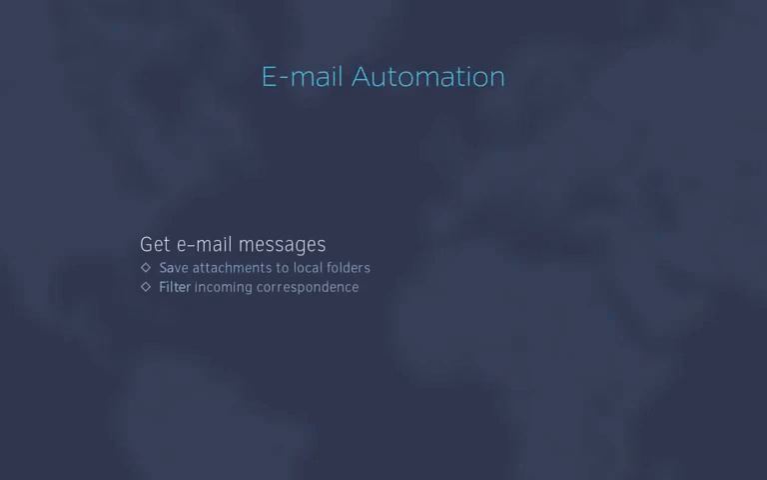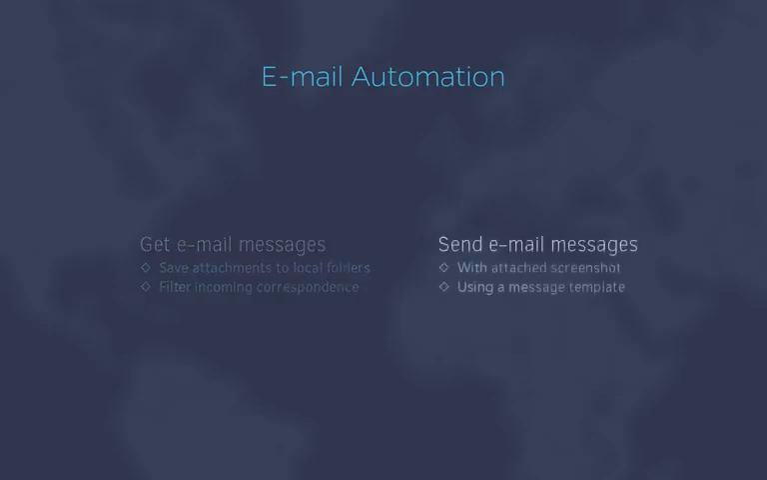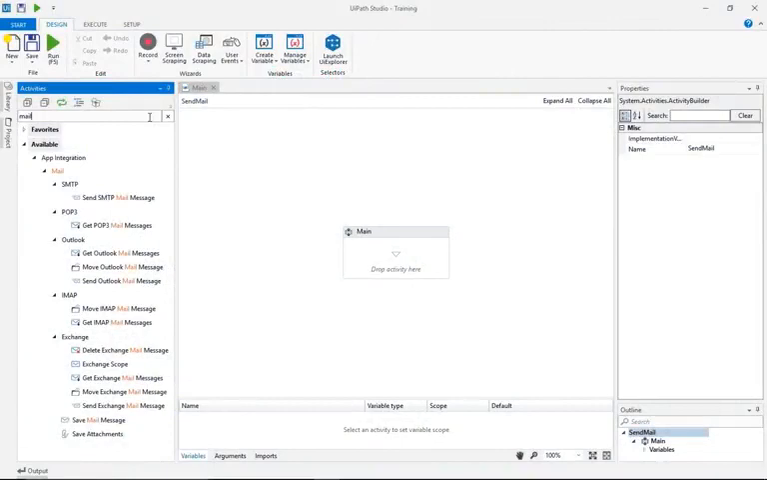Alright, so far we have seen how to get email messages, how to save attachments, and how to filter incoming correspondence. Let's also take a look at emails as output of a business process. In the following example, we'll build a workflow that sends out a standard notification when business process exceptions occur. The email will contain a desktop screenshot taken when the exception appeared and a message defined in a template file. To get started, we need to pick a send mail activity. We have three very similar options: SMTP, short for Simple Mail Transfer Protocol, Outlook, and Exchange. Let's use the first one.